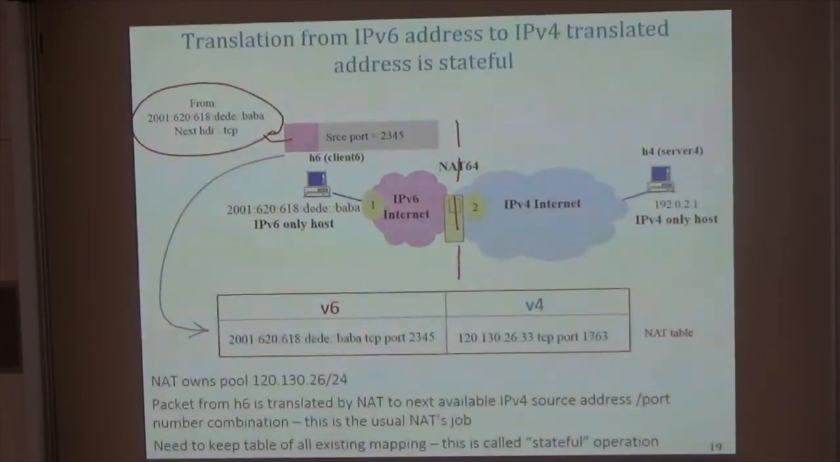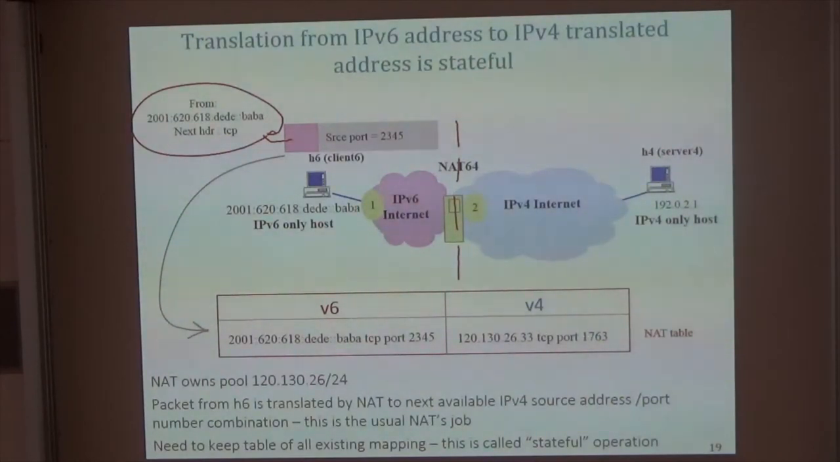Okay. How do we do that? Well, it's the usual way a NAT works. It is stateful, it means it needs to put the result, the mapping, in a table. So whenever we see a packet like this for the first time, I'm still not explaining how the packet finds its way, but when we see a packet at the NAT going in this way, we need to translate the source address, and to translate it, we take the next available combination of IPv4 addresses in this block here and port numbers.